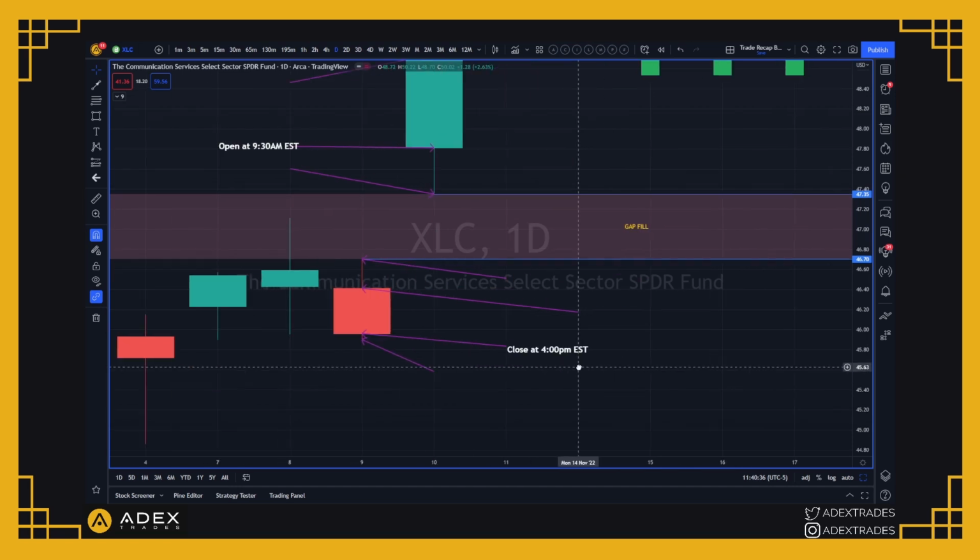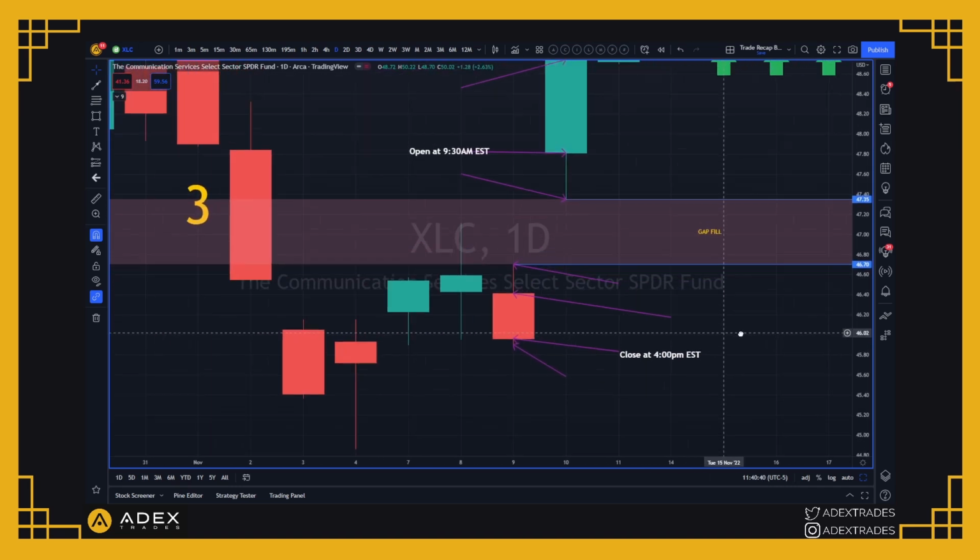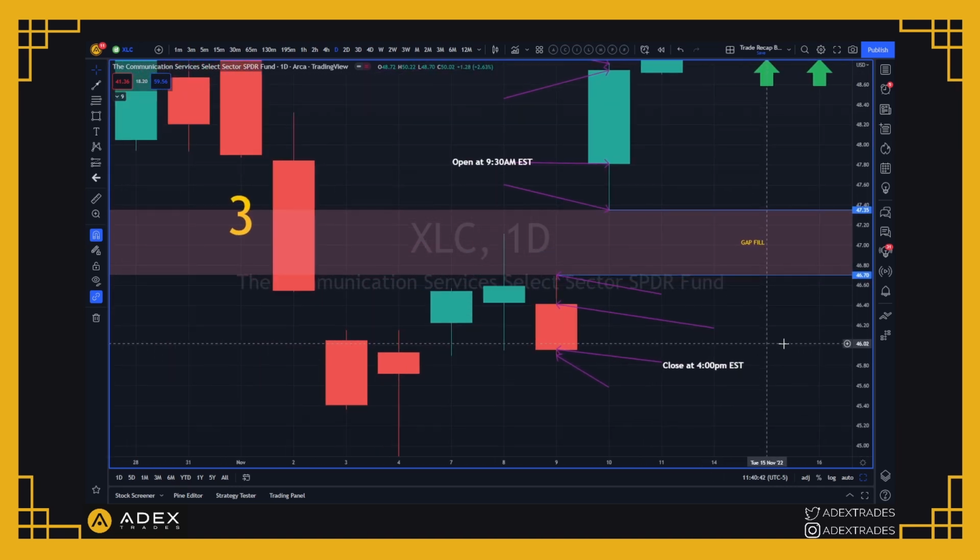All right. Now, when it comes to the gap fill, when we talk about each candlestick telling the story, you have to understand what actually occurred in price overnight, or what actually occurred from 4 p.m. Eastern to 9:30 a.m. Eastern. We close at this price. I'm going to mark a horizontal ray for you guys right here.